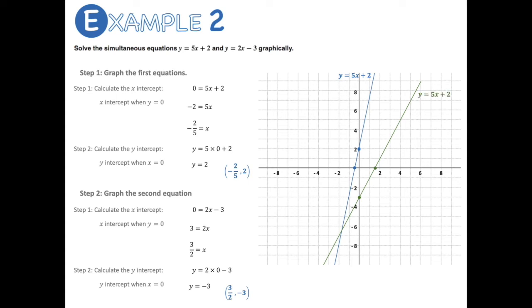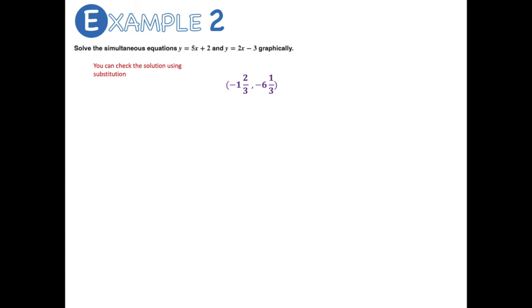Now that I have got my two lines drawn, I can go ahead and find the point where they intersect and write down the coordinates. The point at which they intersect is -1 and 2/3 for x and -6 and 1/3 for my y value. So that is my point of intersection. Even though the question doesn't ask, we can also check using substitution. So substituting our values of -1 and 2/3 and -6 and 1/3 into the equations to check whether our solution is correct.